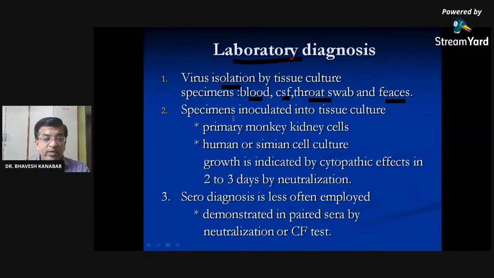Specimens can be inoculated into tissue culture, but this is not commonly used, so no need to go into details. Serodiagnosis is also less often used. So the only mainstay of diagnosis is clinical feature as well as viral isolation.